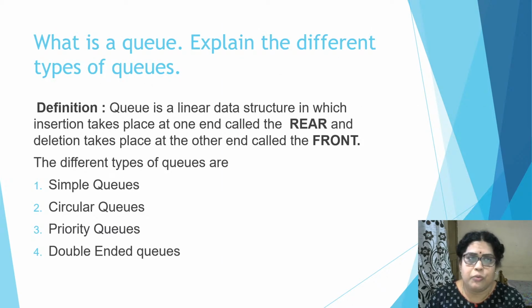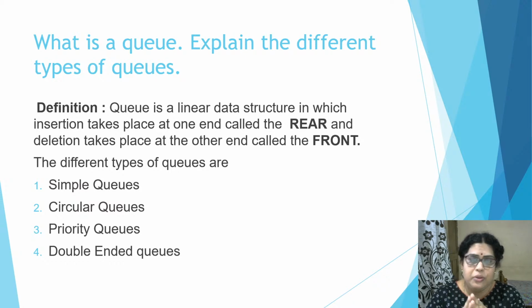This question: what is a queue? Explain the different types of queues. Whenever we talk about queue, please imagine that you're standing in a place where you need to buy some tickets. For example, you're going for a movie. You stand in a queue to get the tickets. Yes, you may say that you are booking online, but you're going on a bus, or you're going for reservation for a bus or a plane or anything. You stand in a queue.